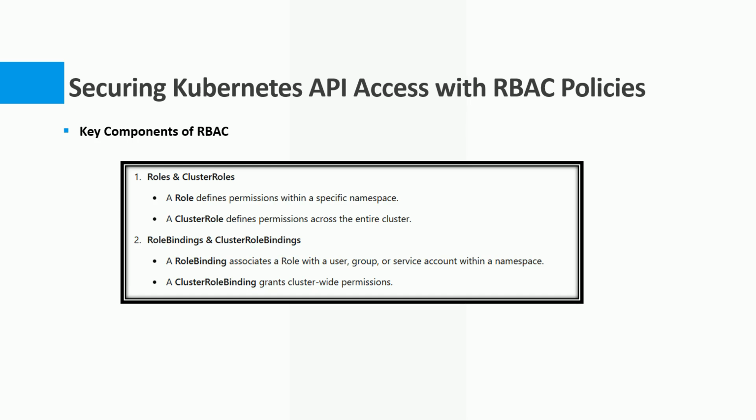A role defines permission within a specific namespace. A cluster role defines permissions across the entire cluster. A role binding associates a role with a user, group or service account within a namespace. So if you have created a role for a specific namespace and you want to assign that role to a user, group or service account, then you have to use the role binding.